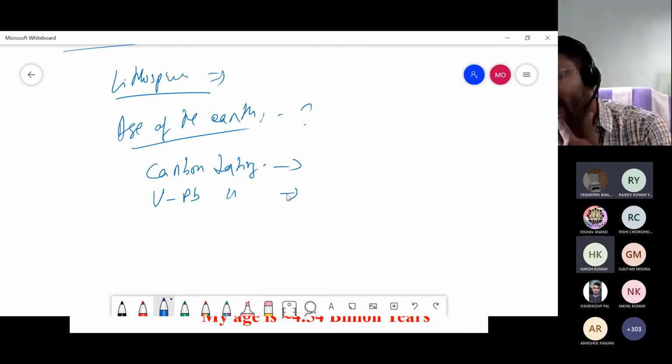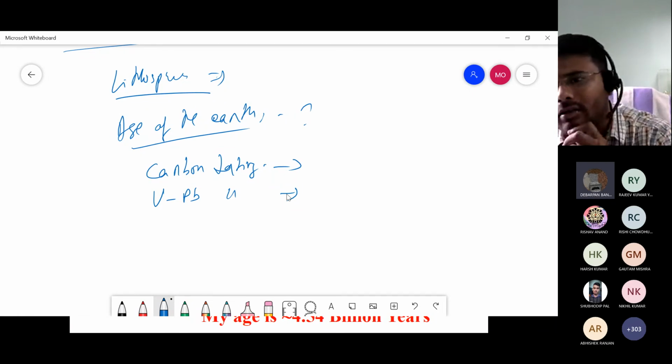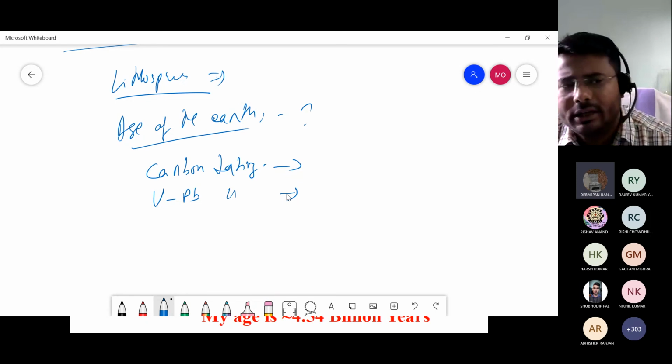Don't make language a hindrance. If you are not comfortable in English, you can speak Hindi also. The main objective is to understand, right? And to communicate.